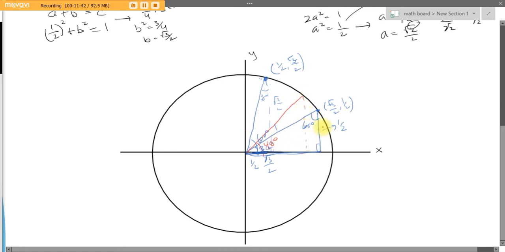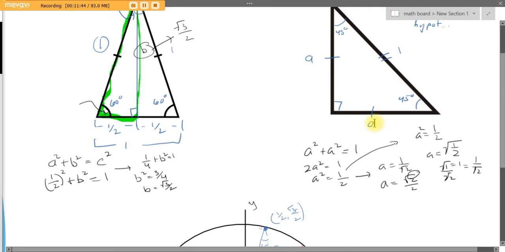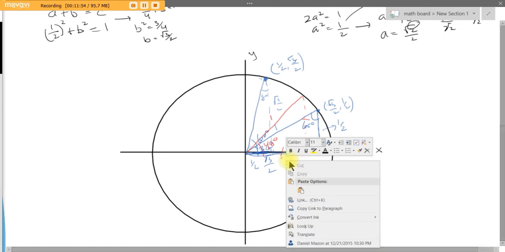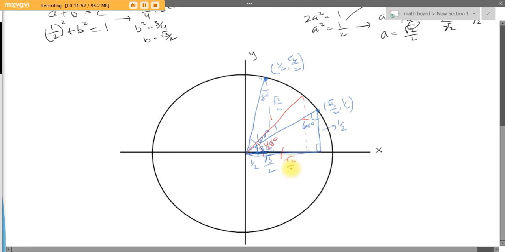And remember, the 45-degree angle is the easiest because we said both sides are equal. So that means we have a hypotenuse of 1. This side is equal to this side. That means x is equal to y. Or we can also say √2/2. One side equals √2/2, which means the other side is equal to √2/2. So this point here, x, y, is √2/2, √2/2.